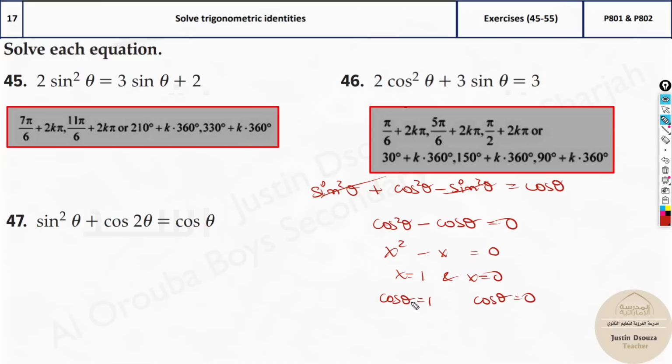Now for cos inverse of 1, we have a single value, that is 0, because if you know the cos graph, it starts from 1, keeps going down and like this, and then comes up and then over here.